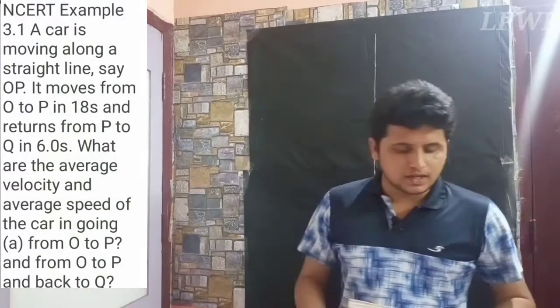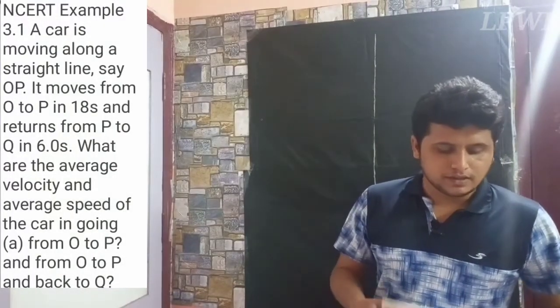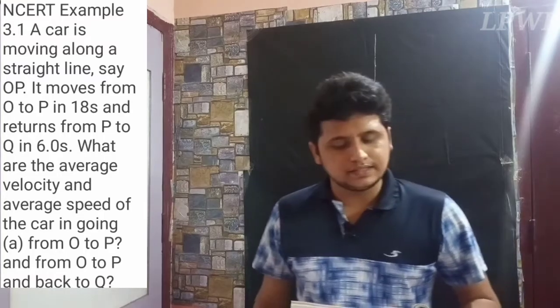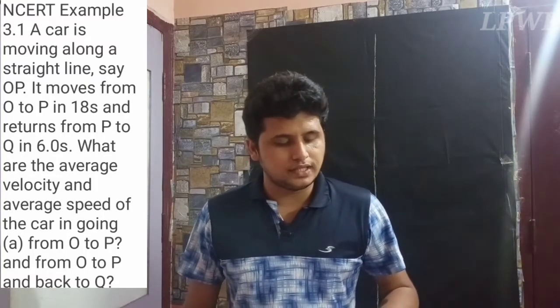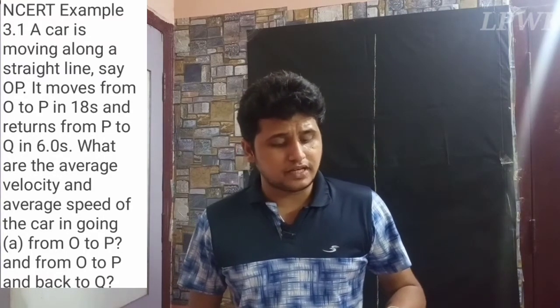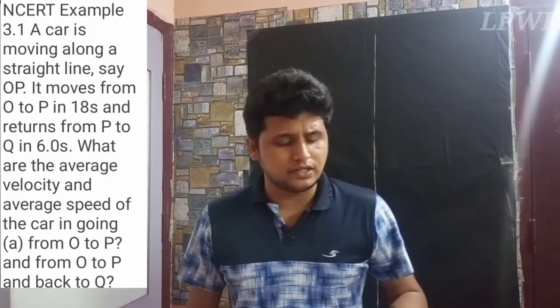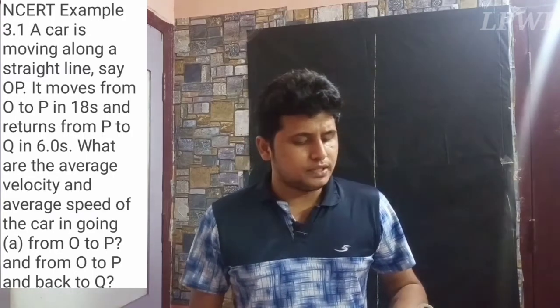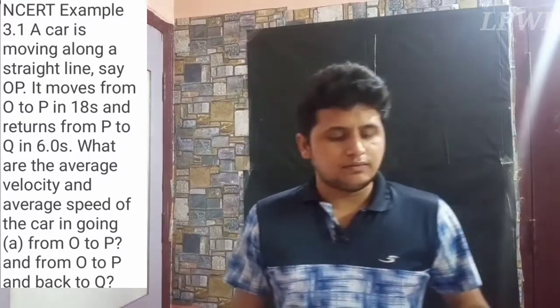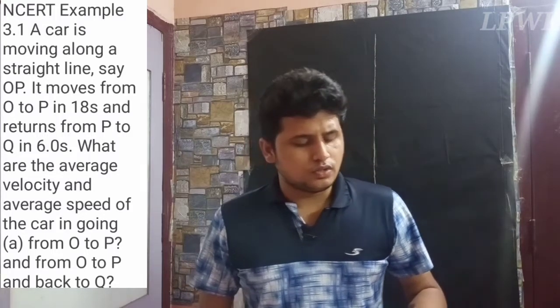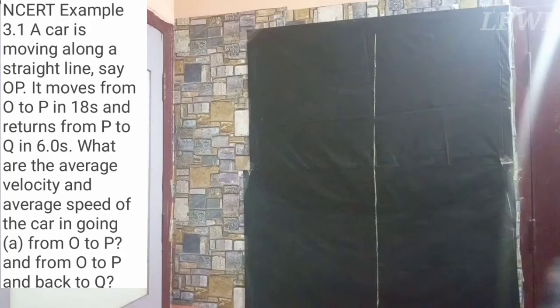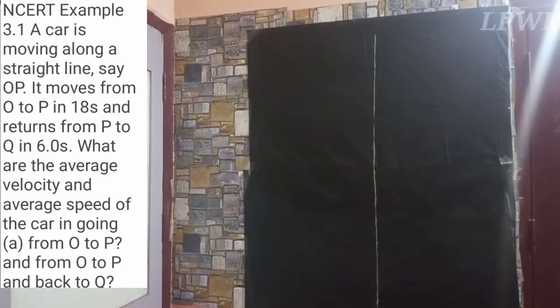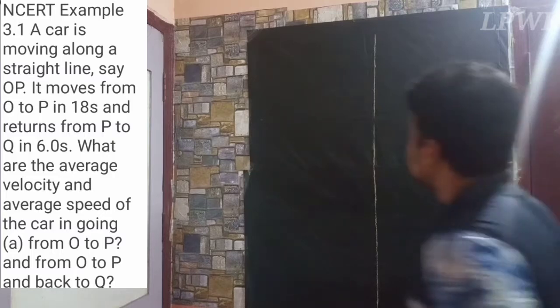A car is moving along a straight line, say OP. It moves from O to P in 18 seconds and returns from P to Q in 6 seconds. What are the average velocity and average speed of the car in going, option A, from O to P, and option B, from O to P and back to Q? So what they have given? They have asked to find the average speed and average velocity. They have given the diagram for this question.